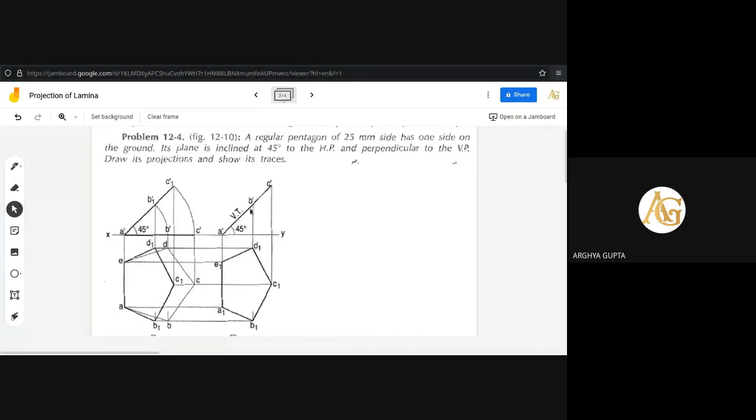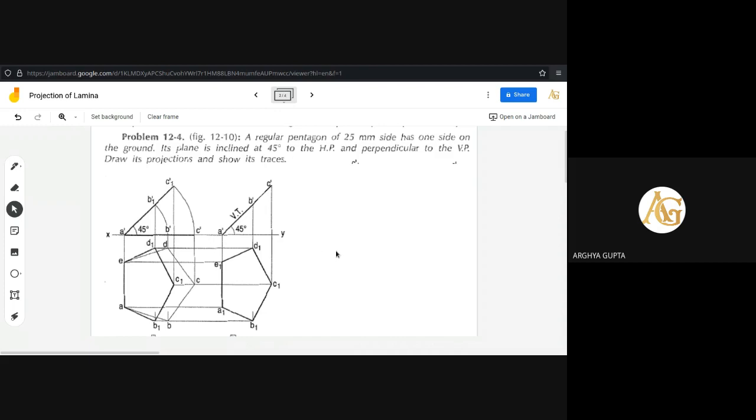So after obtaining these three lines, we need to draw perpendicular lines from all the points. From A, a perpendicular line, from B, a perpendicular line, and from C also a perpendicular line. The perpendicular lines are drawn, and from this view, we need to draw perpendicular lines also. Through C, a perpendicular line is drawn. Through D, a perpendicular line is drawn.